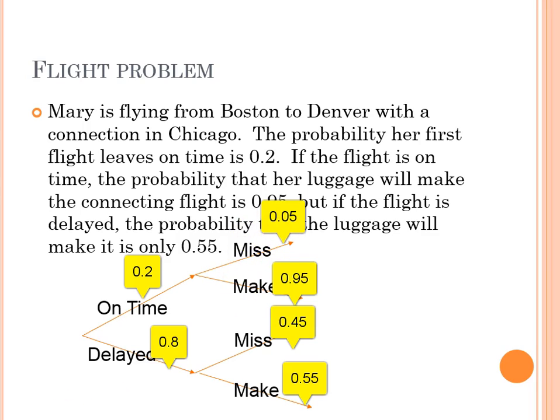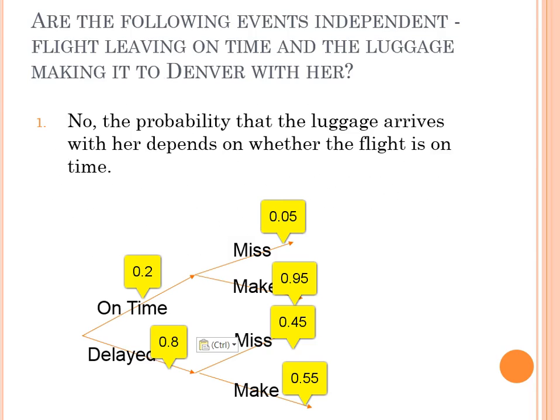So let's go ahead and answer a couple of questions using this tree branch. This question asks, are the following events independent? The flight leaving on time and the luggage making it to Denver with her. As I mentioned before, these events are clearly dependent because making the flight is dependent upon which path she's gone down, whether the flight is on time or whether it's delayed.